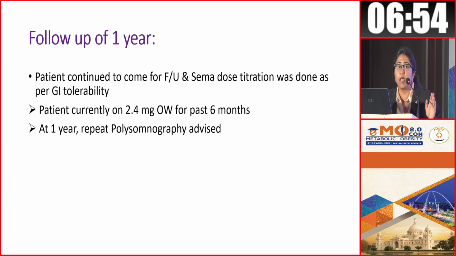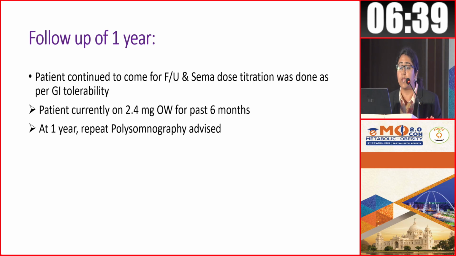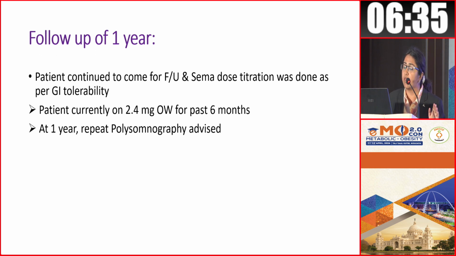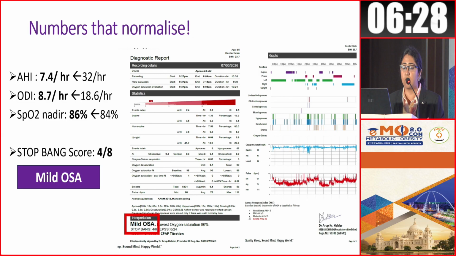When the patient came to us after 1 year, in March 2026, we advised a repeat polysomnography. Till now, the patient had received 2 months of tirzepatide therapy, followed by 10 months of semaglutide therapy, out of which for the last 6 months he was on 2.4 milligram once weekly. Let us see what the new polysomnography report after 1 year showed.